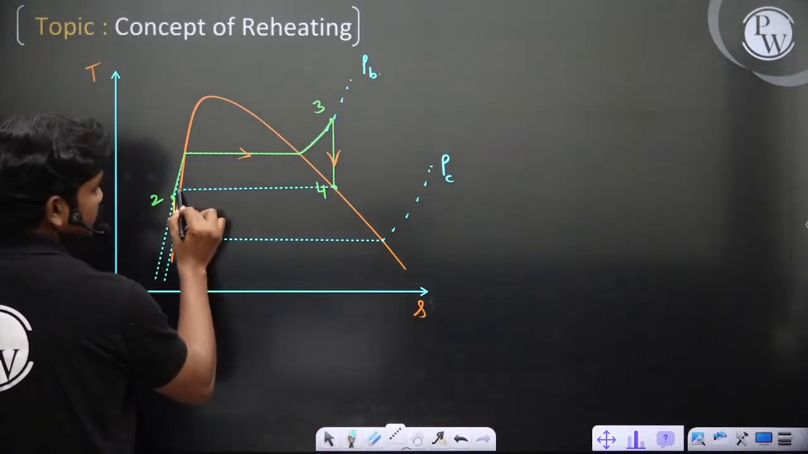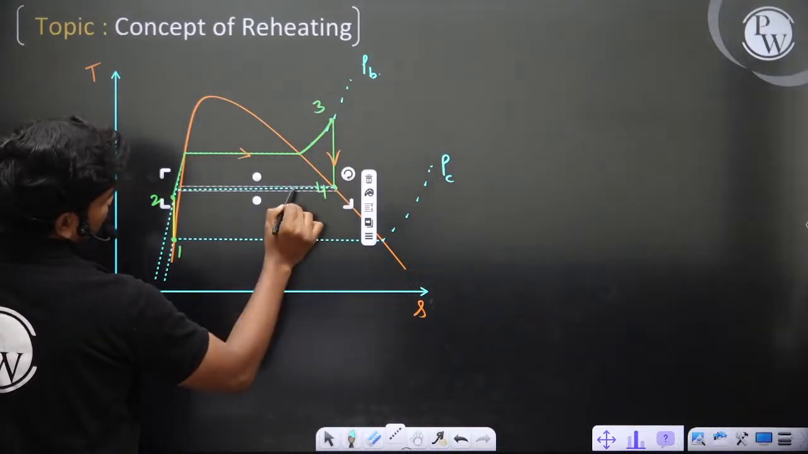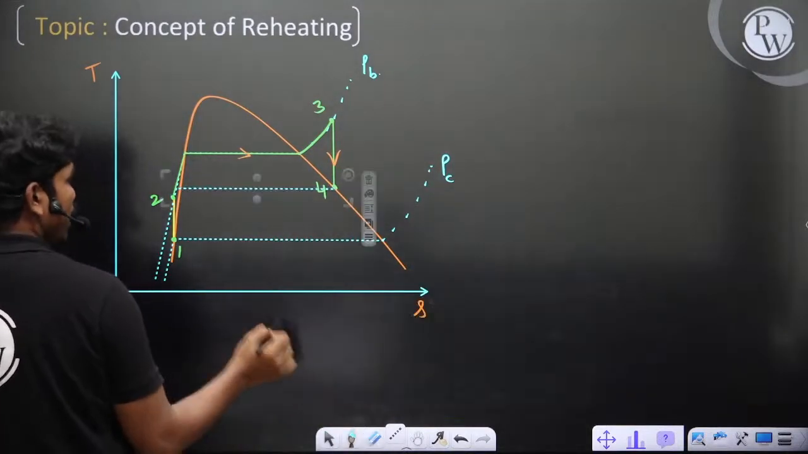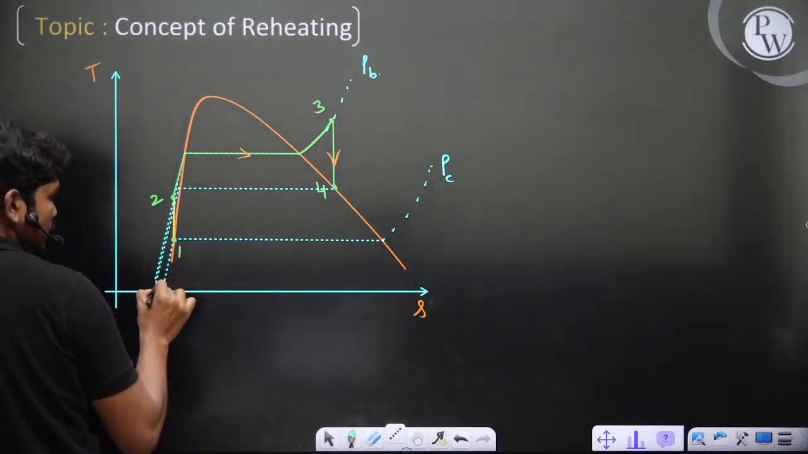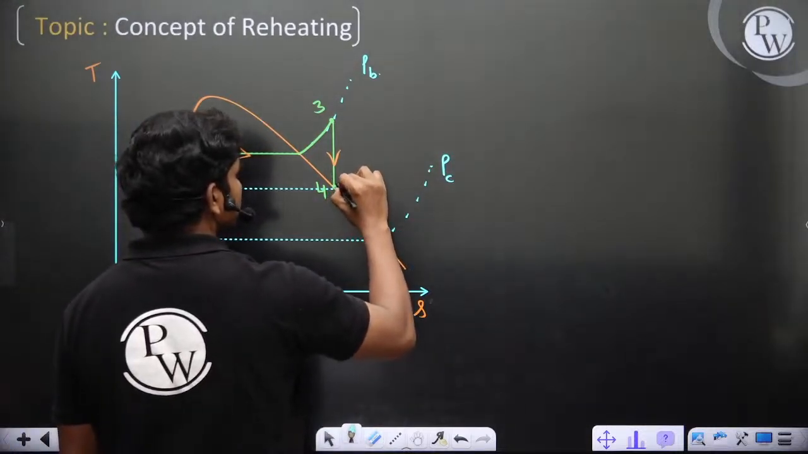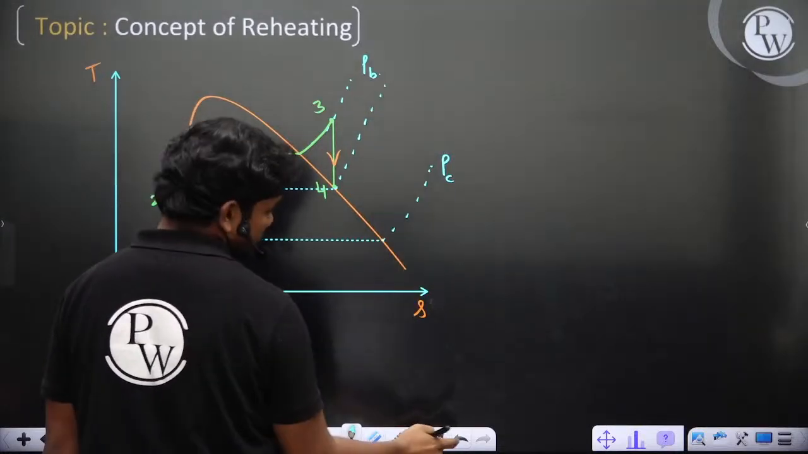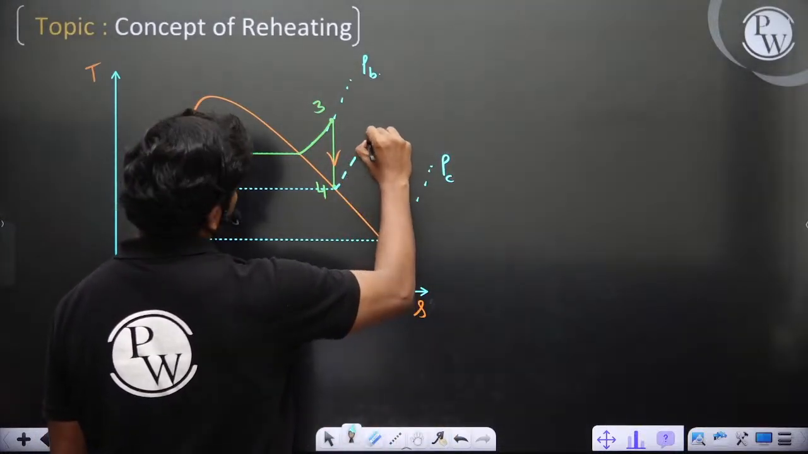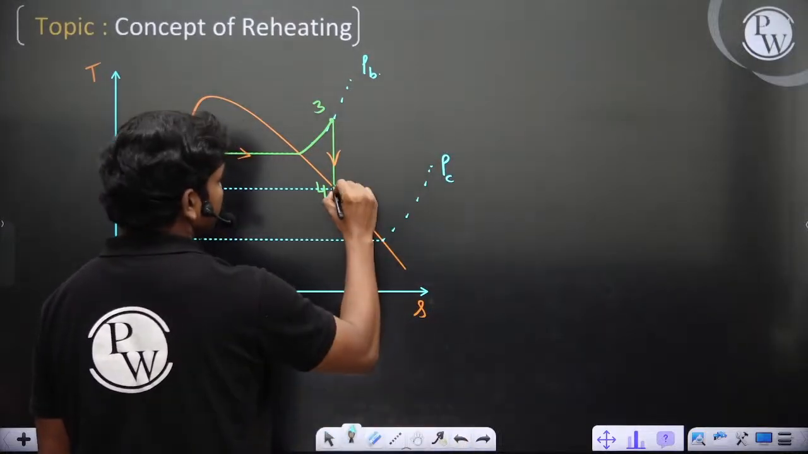understand the technique here. If this is the point here, state 4, and you have one more pressure in between these two, this is P intermediate, some intermediate pressure, you have this intermediate pressure like this. Just a minute guys, sorry.